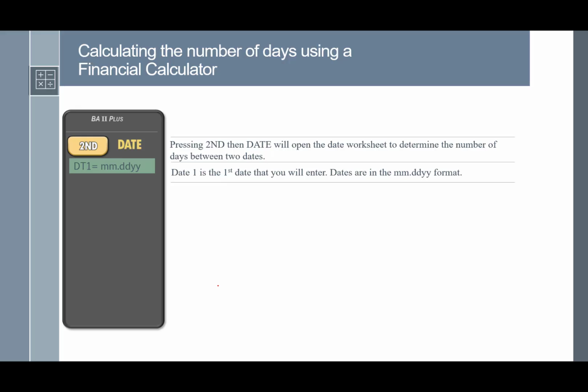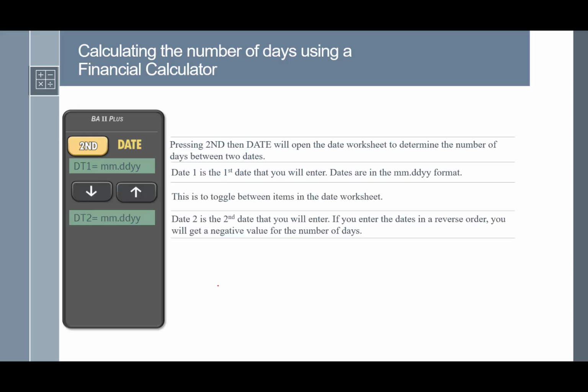For the days, it's very important to enter it as 2 digits. Even if the day is 1 to 9, you have to enter it as 01 or 09. Otherwise, the calculator will take the first digit of the year as the second digit for the day. So this is very important. Once you press the down arrow, it's going to take you to the second date. You enter it.